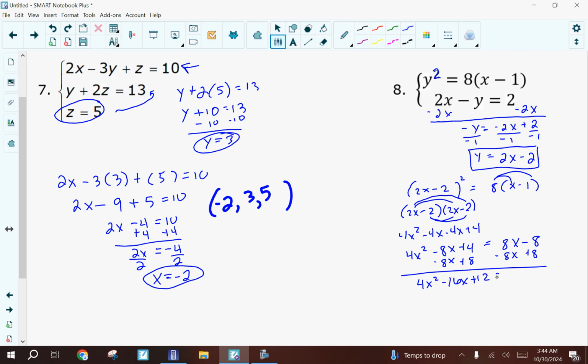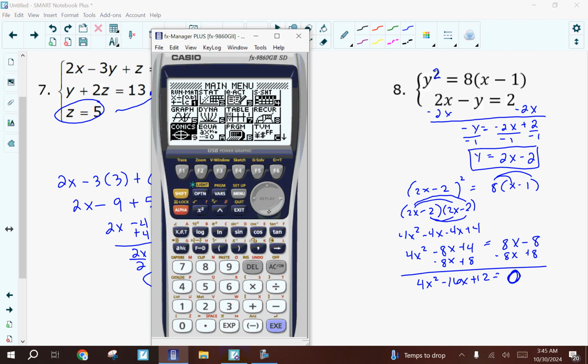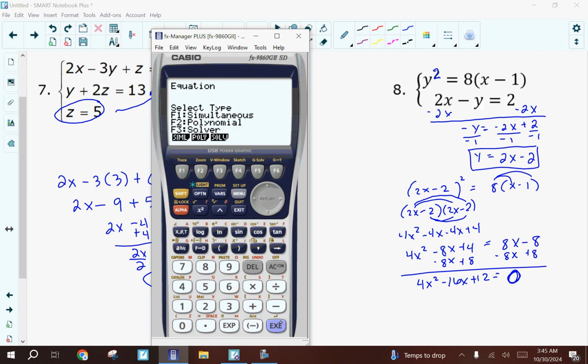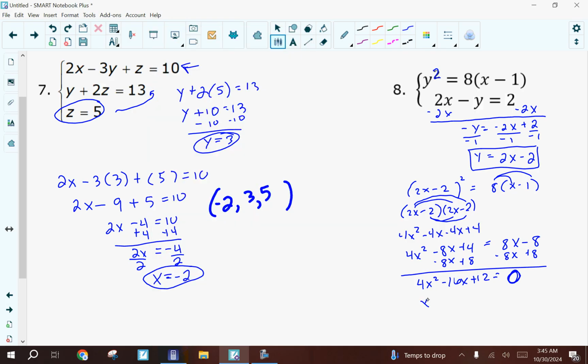So because it's now equal to 0, now we're ready to put it into the calculator. So I'm going to head over to the solver. I'm going to use the polynomial solver. It's degree 2. So I'll put in 4, negative 16, and 12. That should spit out 2 answers. So the answers are x equals 3 and x equals 1.